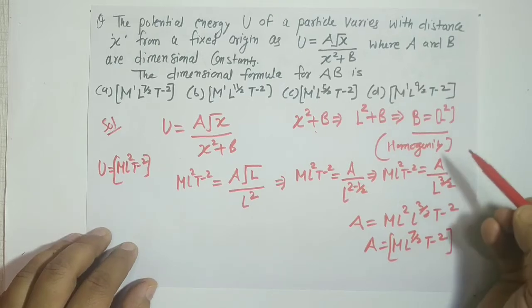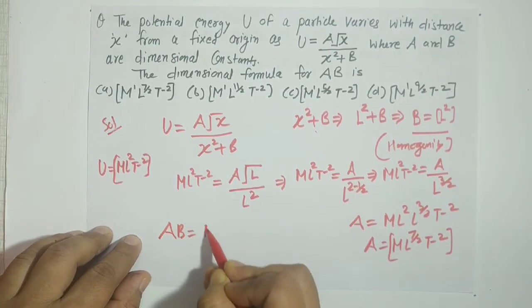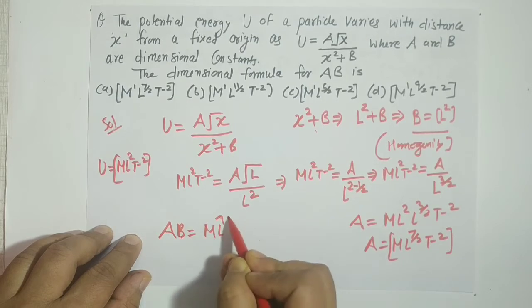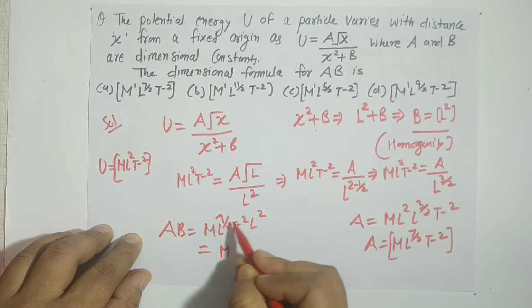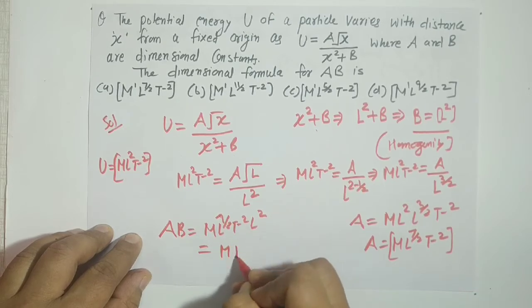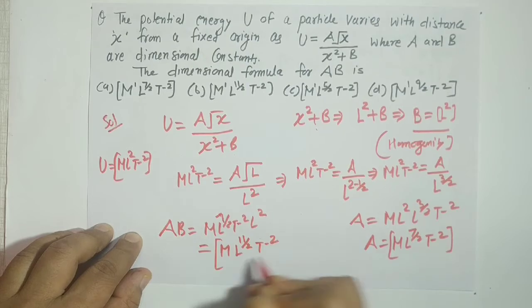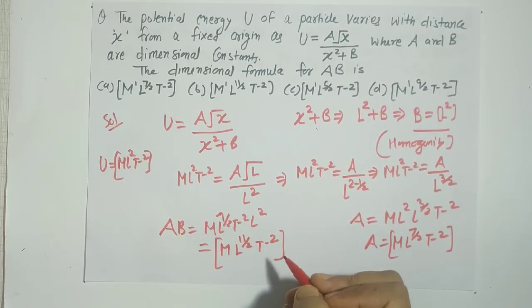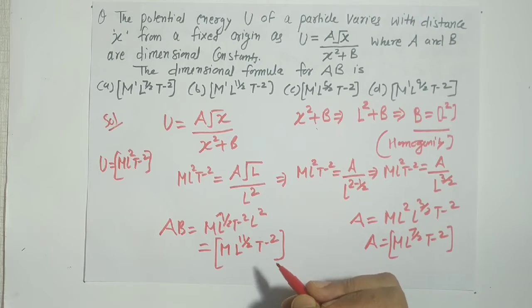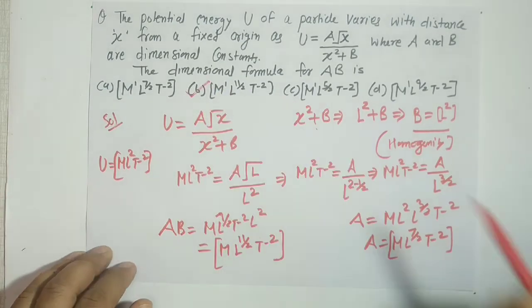And in this way, when you get this, you multiply it with B. So A and B will be M L to the 7 by 2 T minus 2 and L square. So 7 by 2 plus 2, that is 11 by 2. So M L to the 11 by 2 T minus 2. So this is the answer for this case. You can very easily find out what the dimension is in this case, and this will be the dimension for this answer. Are you getting it or not?